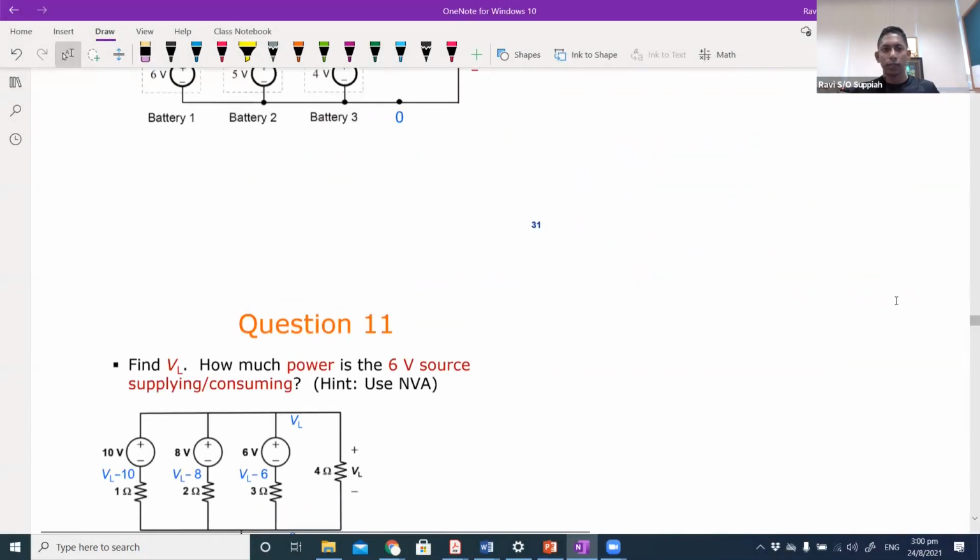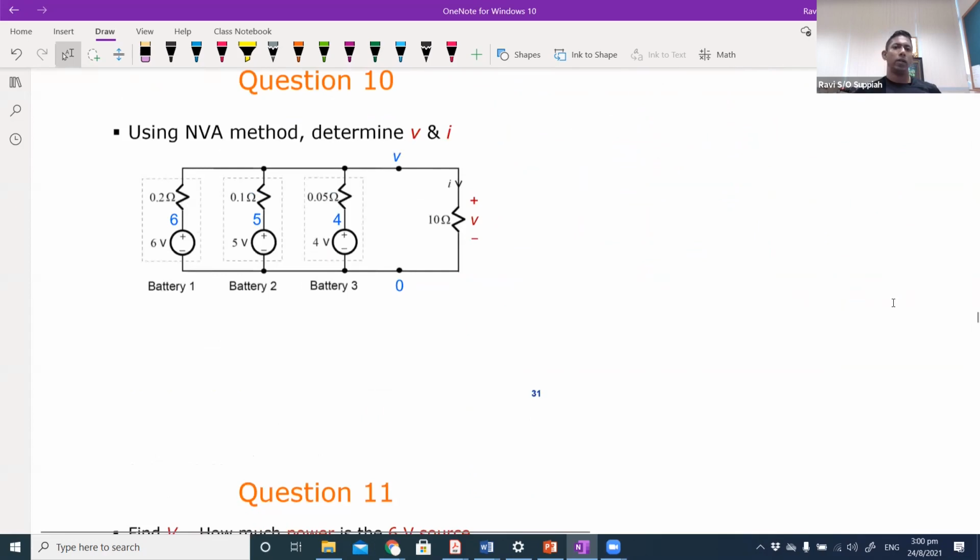Okay, so in question 10, you're asked to use node voltage analysis to determine V and I. So the question is already given.